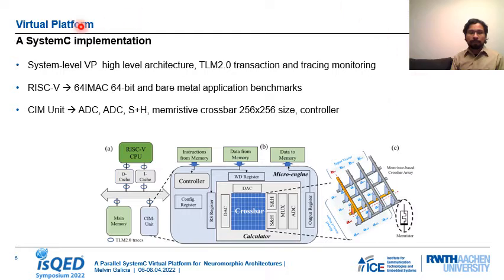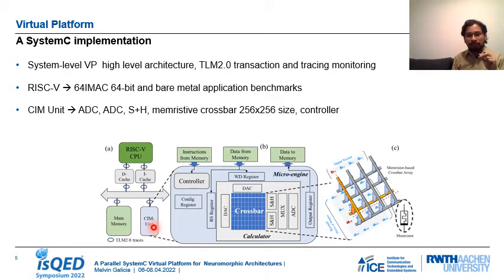So we did our implementation of our virtual platform using SystemC, and you can see the high-level architecture of our simulator in this figure. We are using RISC-V, the open source CPU, and we wanted it to be as detailed as possible in a system level simulator. So we added data cache, instruction cache, buses, RAM memory, and of course the computing memory unit that we are using here as an accelerator.